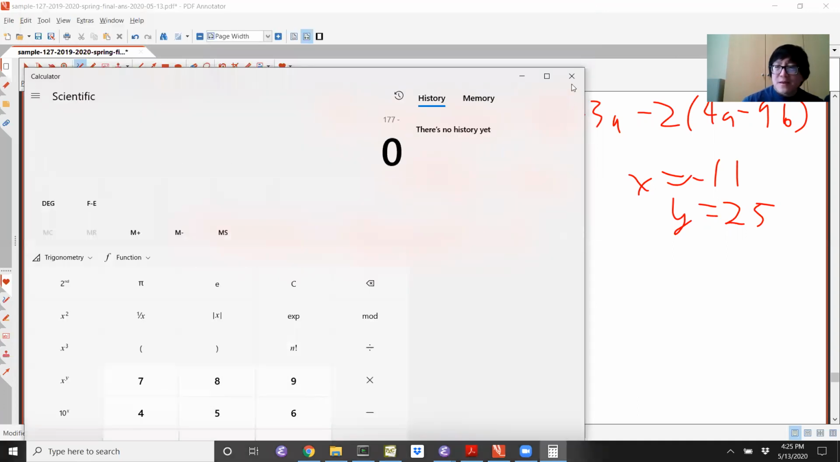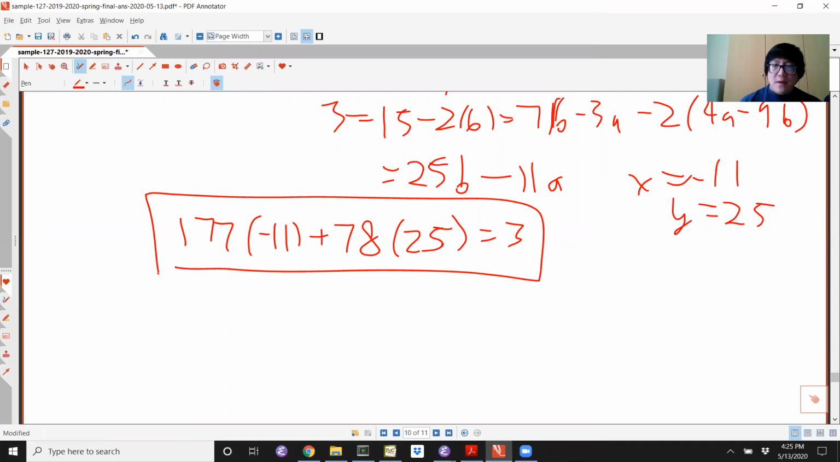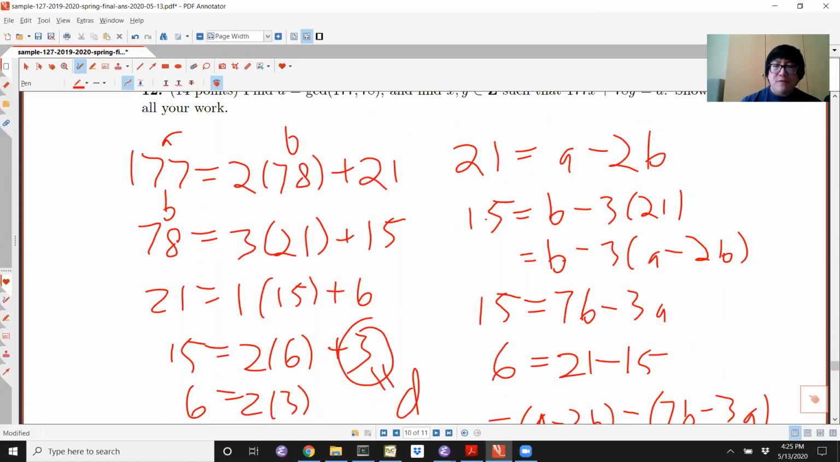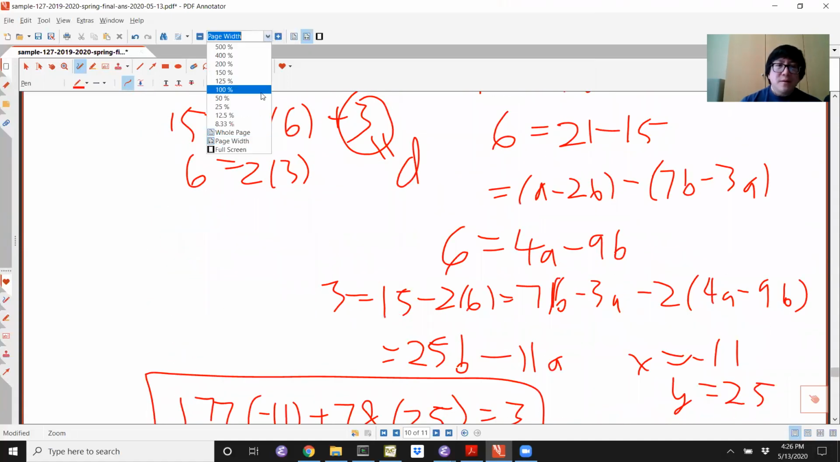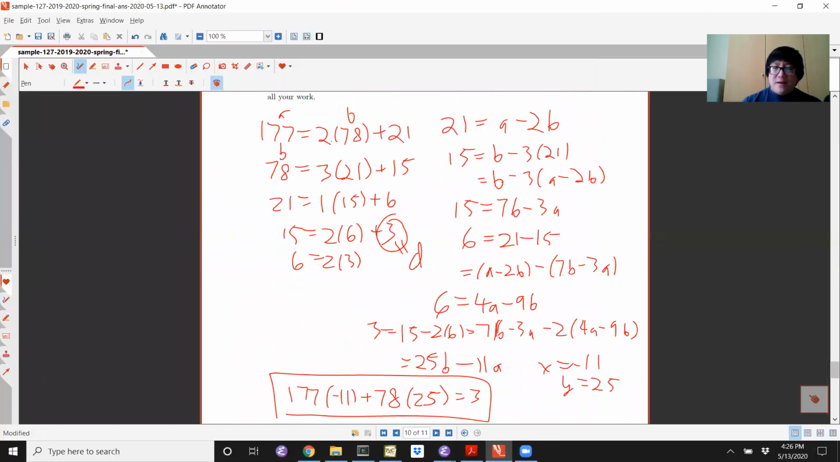Let me kill this thing. Okay, so 177 times minus 11 plus 78 times 25 is equal to 3. Yay. Whew. Took a little work, but there we go. So good so far. I think we have one more to go. All right, that was problem 12. Let me zoom out so you can see this in its full glory. That's how we solve that problem.